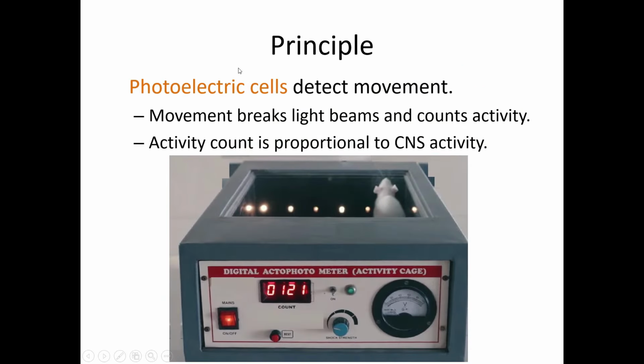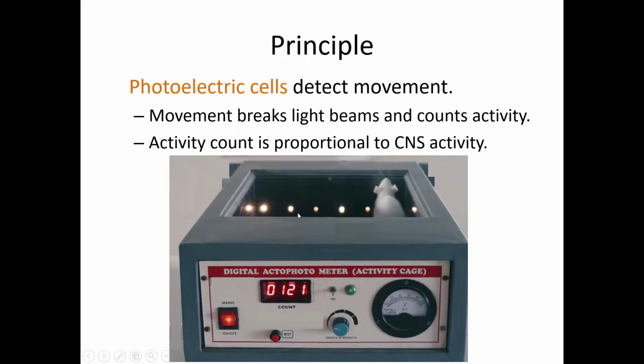Now the principle we will see. Photoelectric cells detect movements, and the movements break light beams and count activity. Activity count is proportional to CNS activity. Here you can see it has a light source. This light source produces a beam, and that beam is thrown horizontally in the opposite direction. Here on this side you will find the beam detector or receivers.